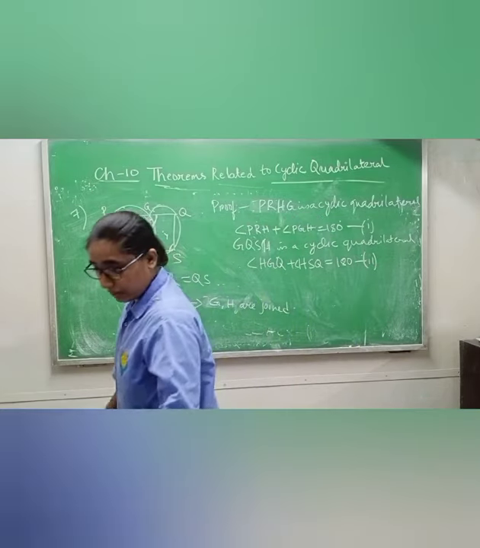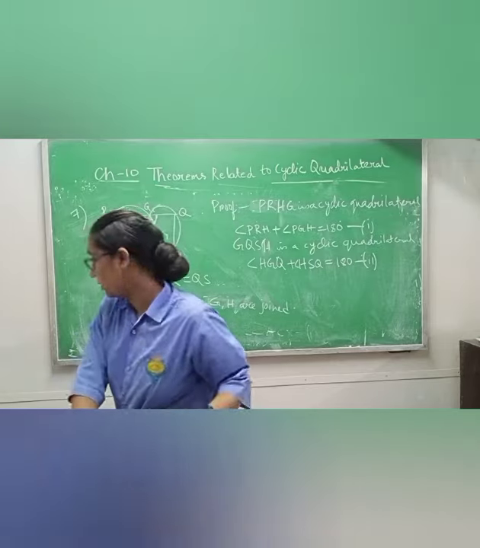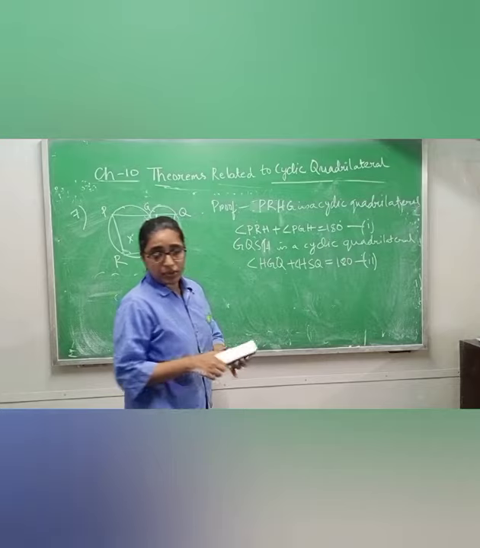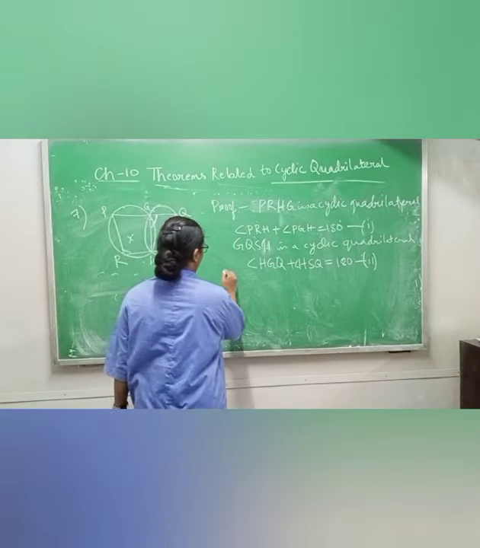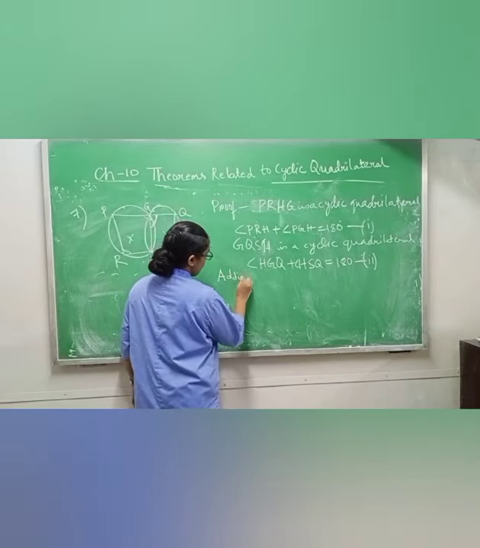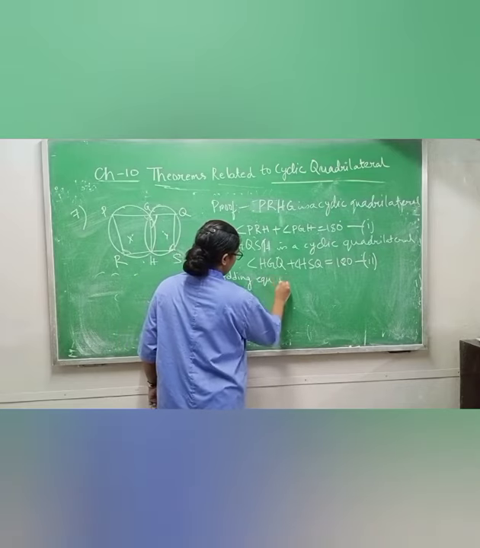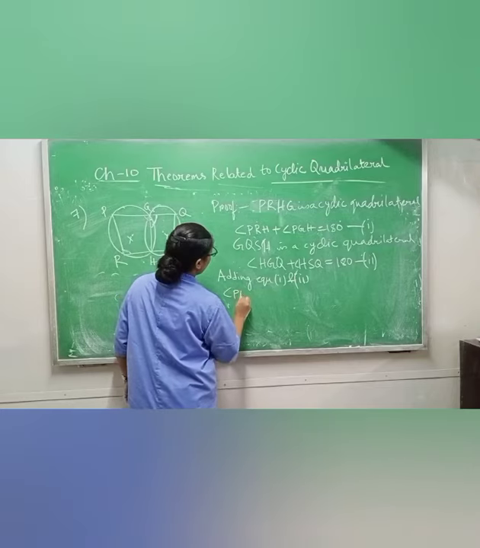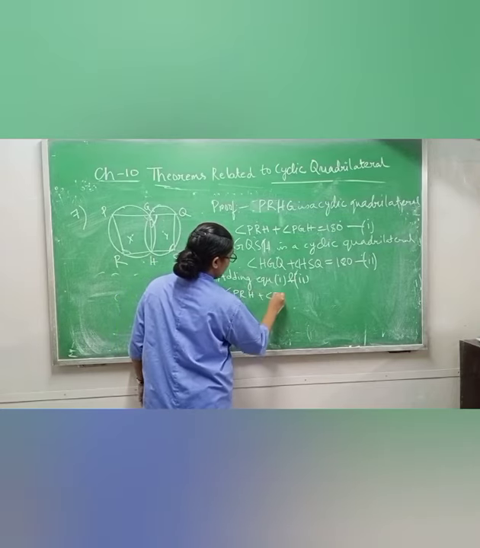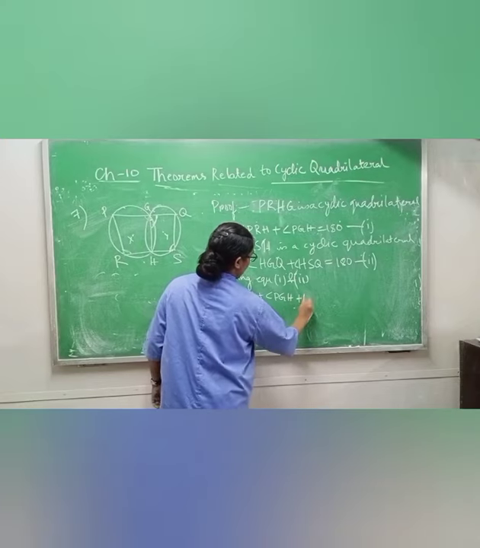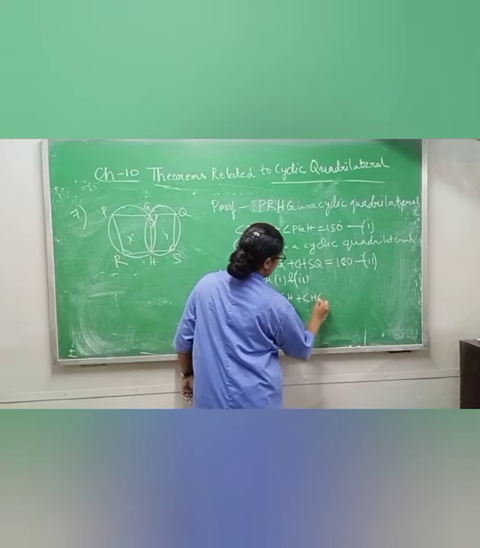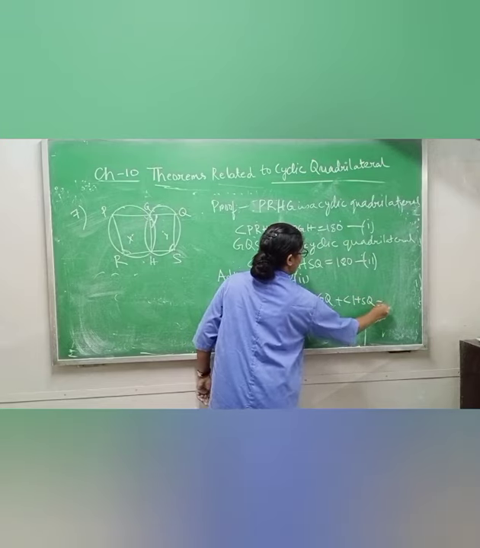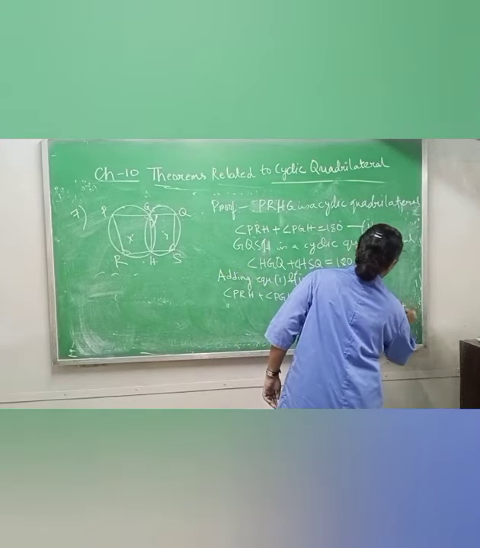Okay, I am rubbing out this construction part and RTP part. Now from equation 1 and 2, adding equation 1 and 2: angle PRH plus angle PGH plus angle HGQ plus angle HSQ equals 180 degrees plus 180 degrees.